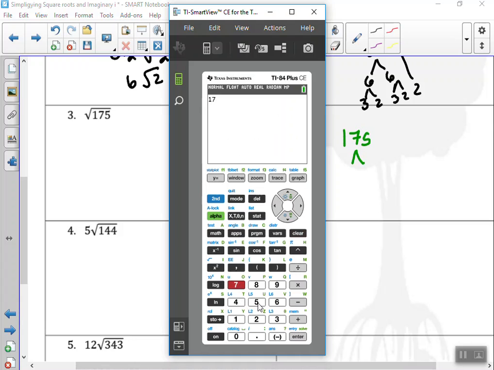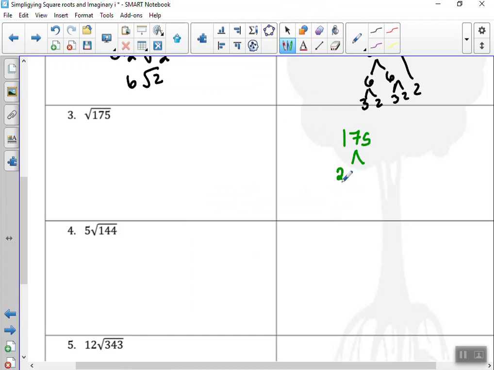I know that 175 divided by 5... 25 times 7. Oh yeah, good, let me use that. 175 divided by 25 is 7. So you can see your answer will be 5 square root of 7, right? But I'm going to keep going here. So this is 5 times 5, and then you have your 7. I'm going to rewrite this as 5 times 5 times 7. For every 2, one of them comes out. Square root of 7.